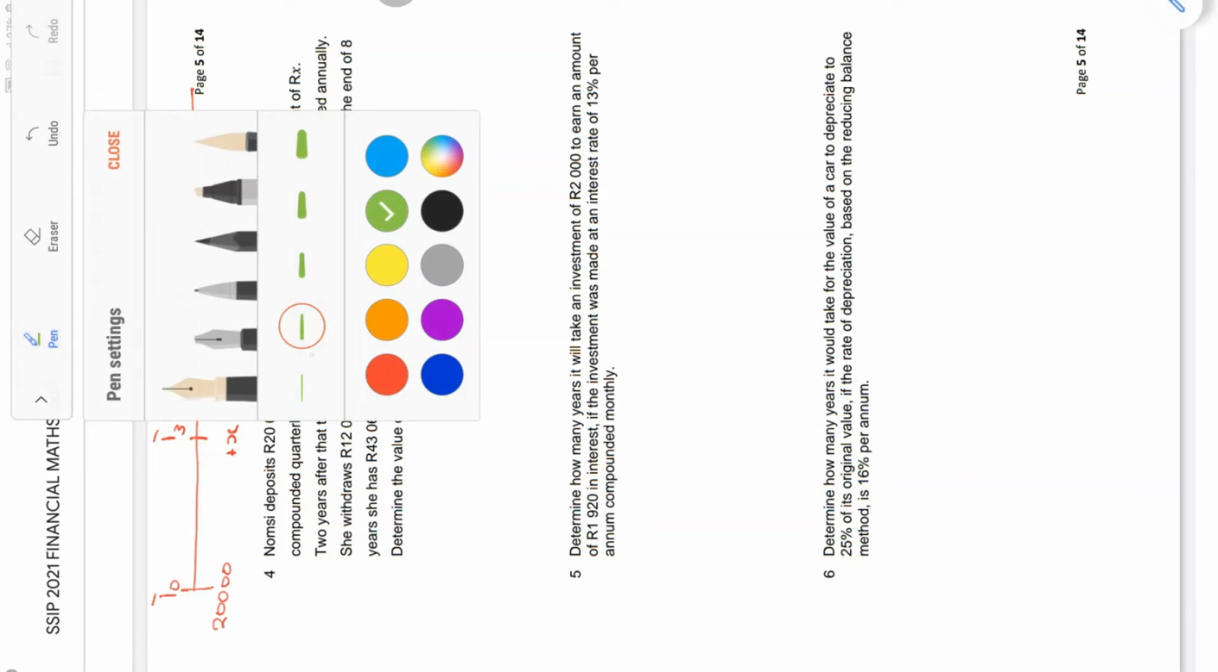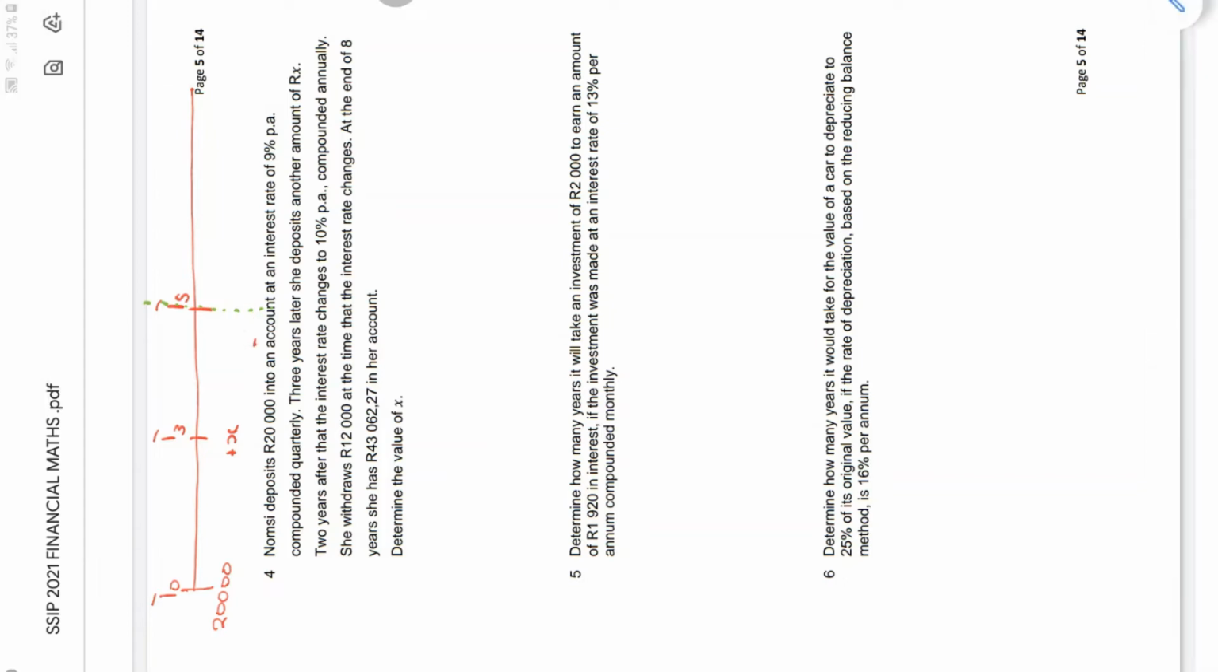Two years after that, the interest rate changes to 10% per annum compounded annually. She withdraws 12,000 at the time when the interest rate is changing. So at T5, there is a minus of 12,000, because every time you withdraw money from the account, you are subtracting. So it's a minus to the account. Then what else do we have?